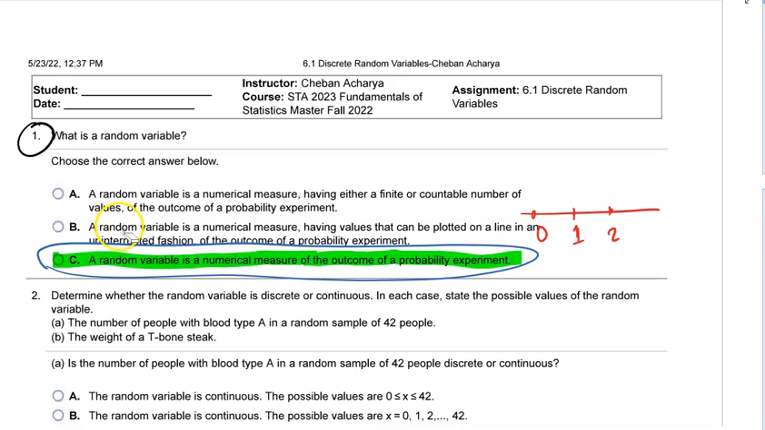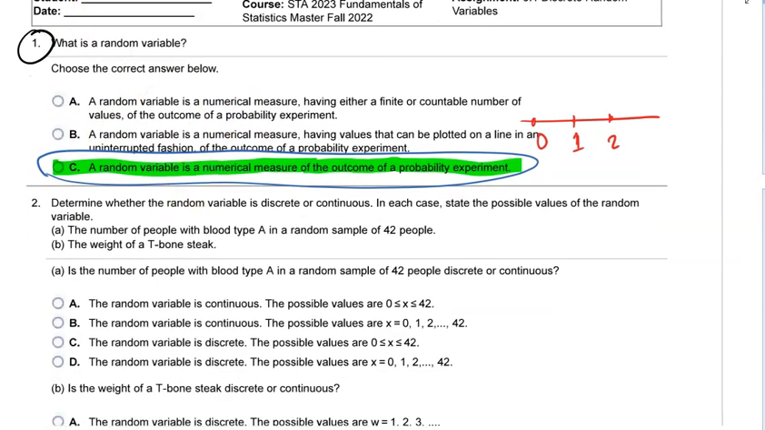It is also not right because it says random variable is a numerical measures having values that can be plotted on a line in an uninterrupted fashion. No, if the random variable is discrete, like only having 0, 1, 2, you can plot on the line in uninterrupted fashion. Okay, therefore not always uninterrupted fashion. This is 0, there is no value between here for the random variable. It is possible as well. Therefore, answer B is not correct. Okay. Question number 2.